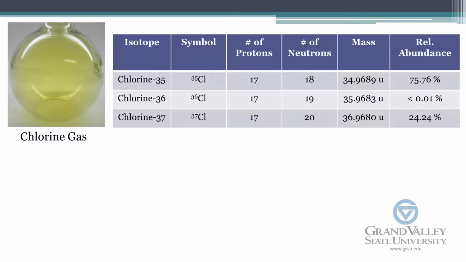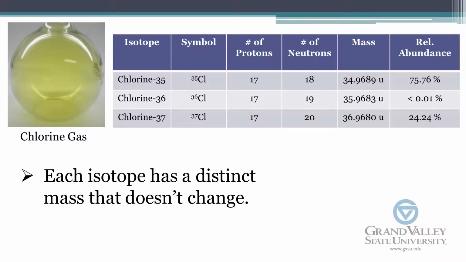Chlorine-35 has a mass of 34.9689 U. Chlorine-36 has a mass of 35.9683 U, and chlorine-37 has a mass of 36.9680 U. These are given masses of these atoms. They are not averages because all chlorine-35 atoms have the same mass.